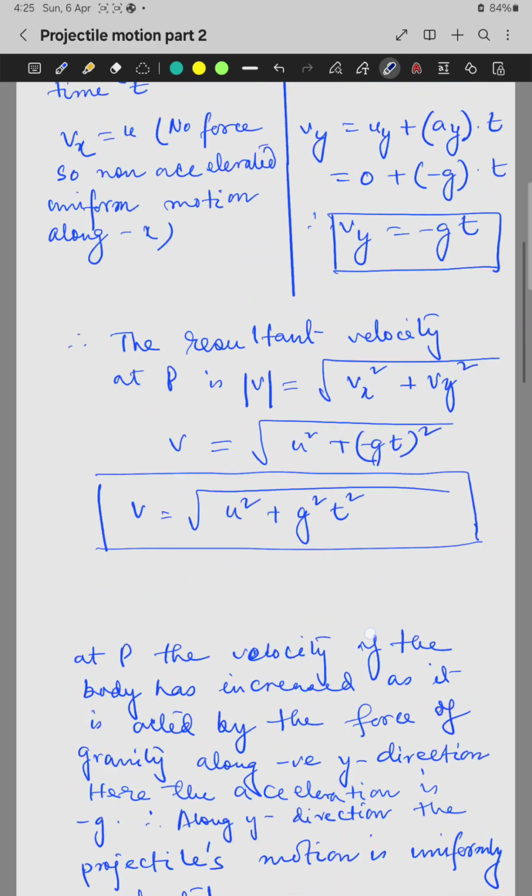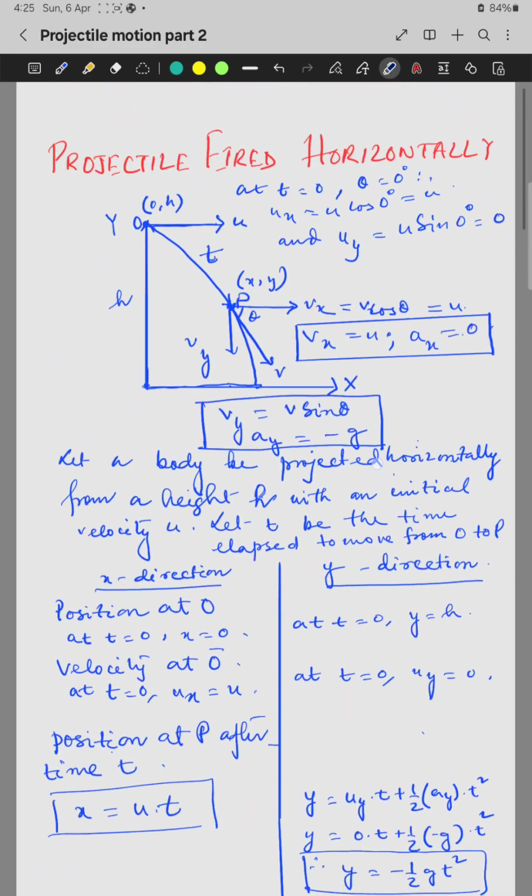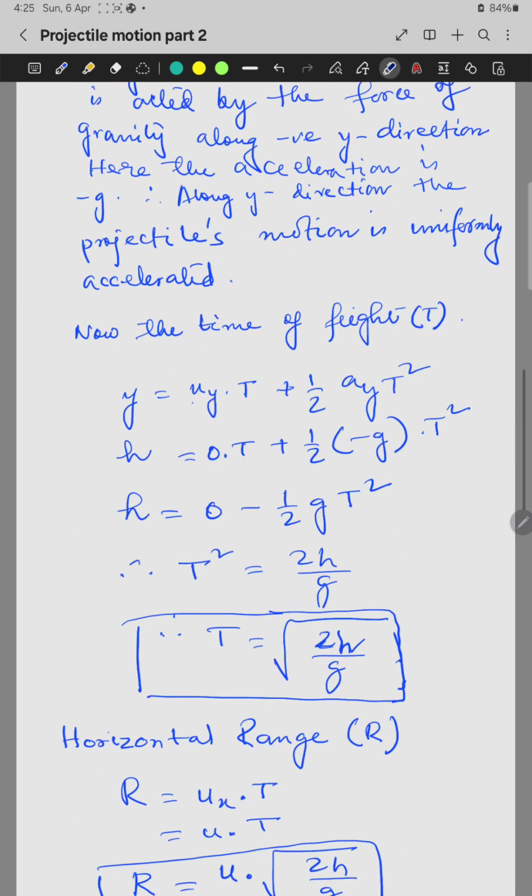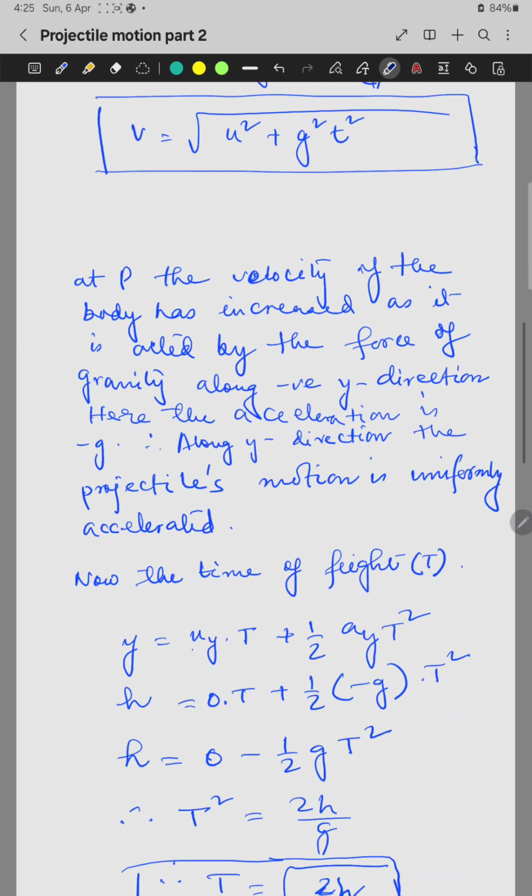But see here, the velocity as it descends keeps on increasing because it is an accelerated motion. So as the projectile is acted upon by some force, that is the force of gravity along the negative y direction, the motion of the projectile is uniformly accelerated and the velocity keeps on increasing.